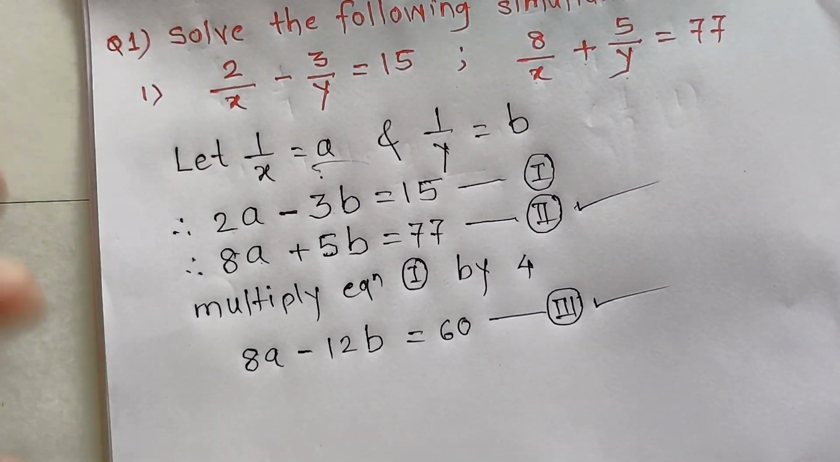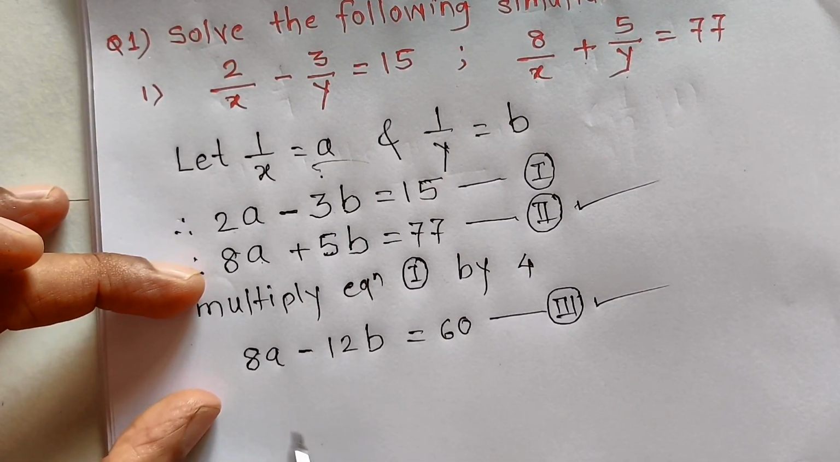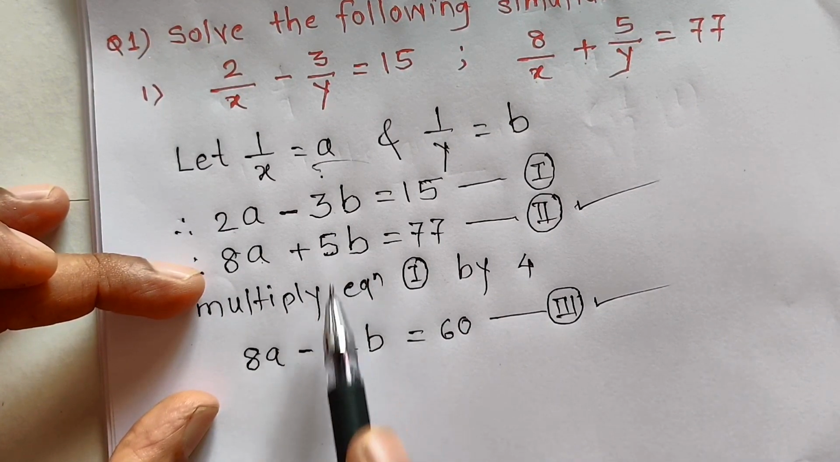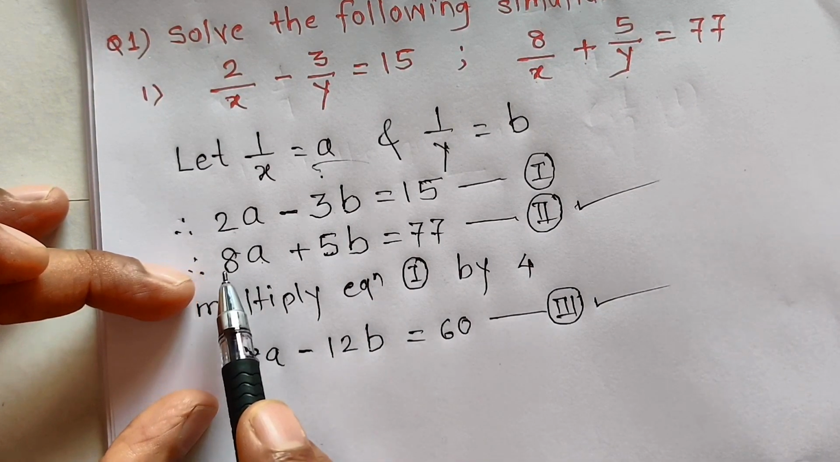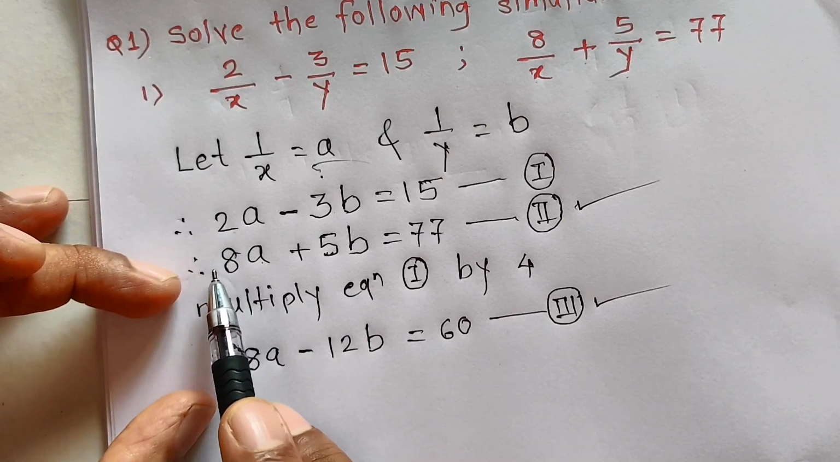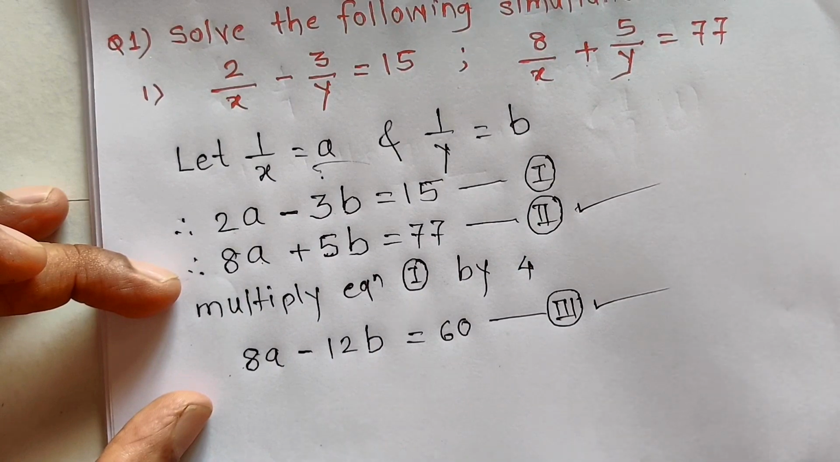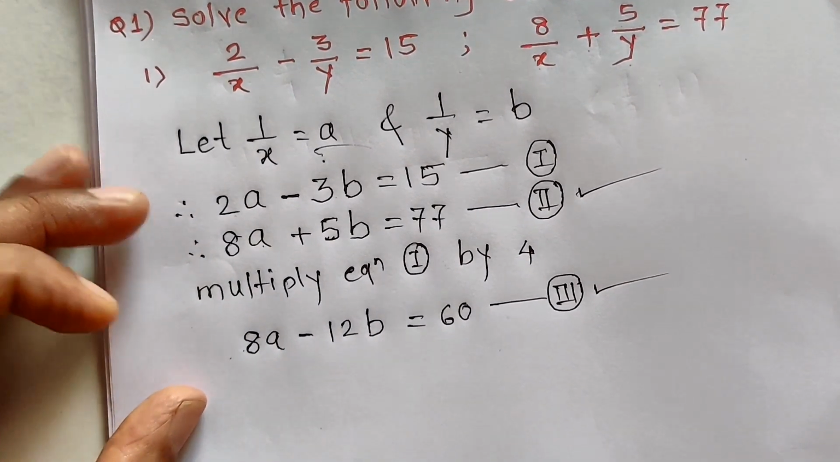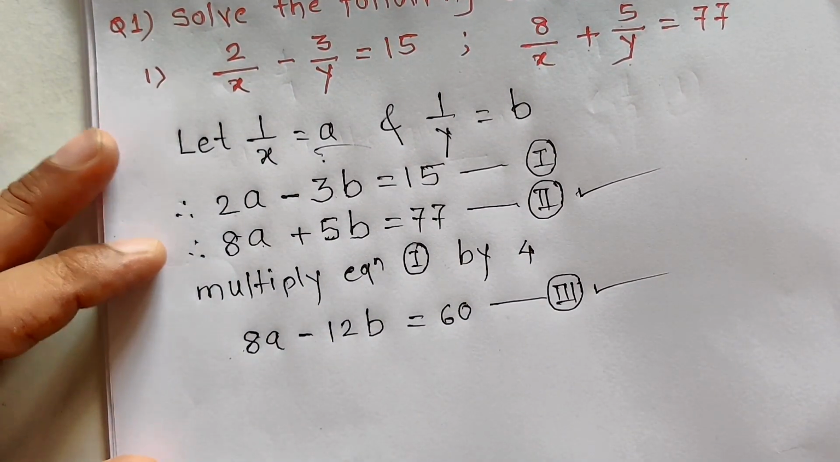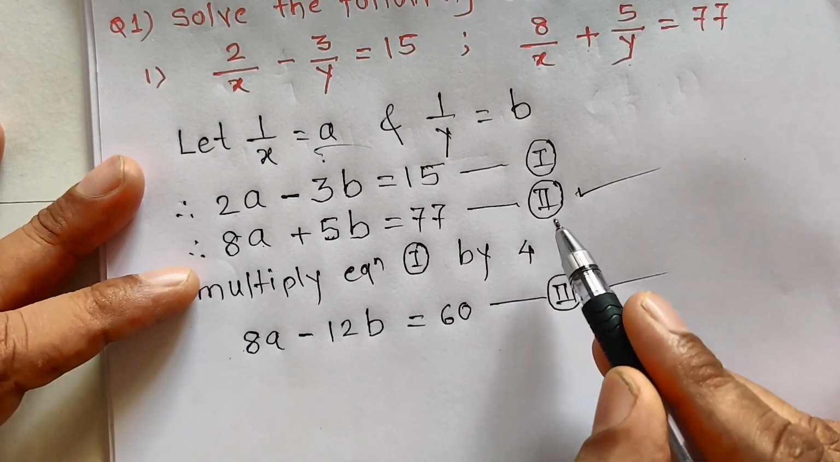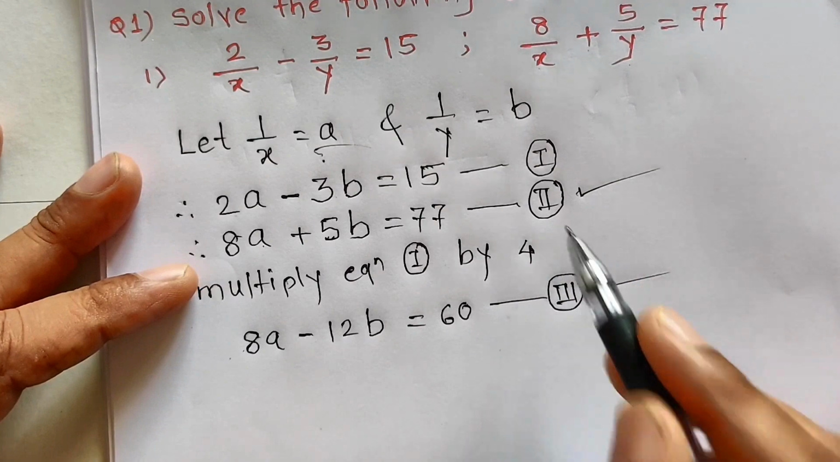Compare these two equations. The coefficient of which variable are equal? A. The coefficient of a are equal now, b are different. Now second point, observe the sign of that coefficient, plus plus. Both having equal sign, so we have to subtract. We have to subtract one equation from the other equation. So subtract third equation from second.